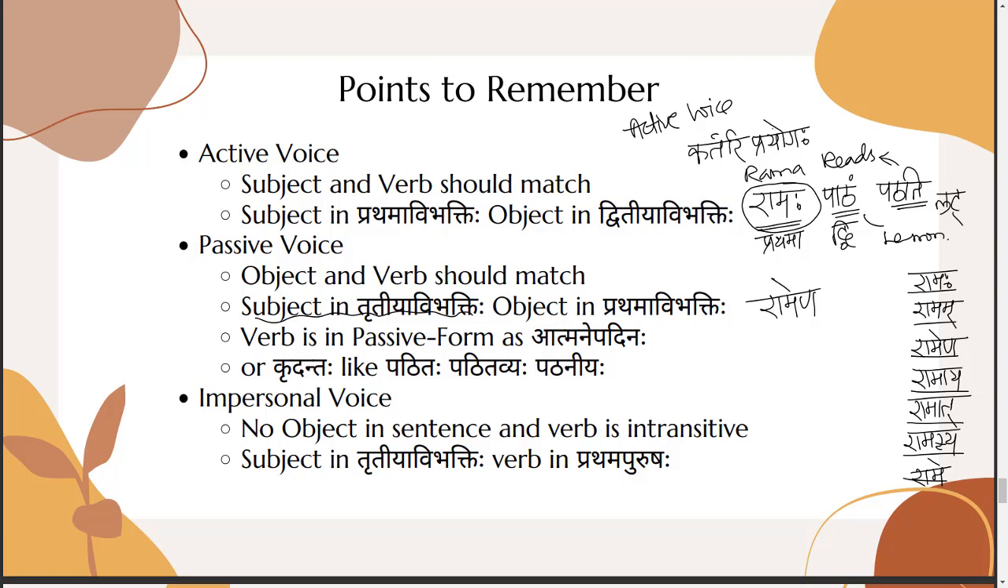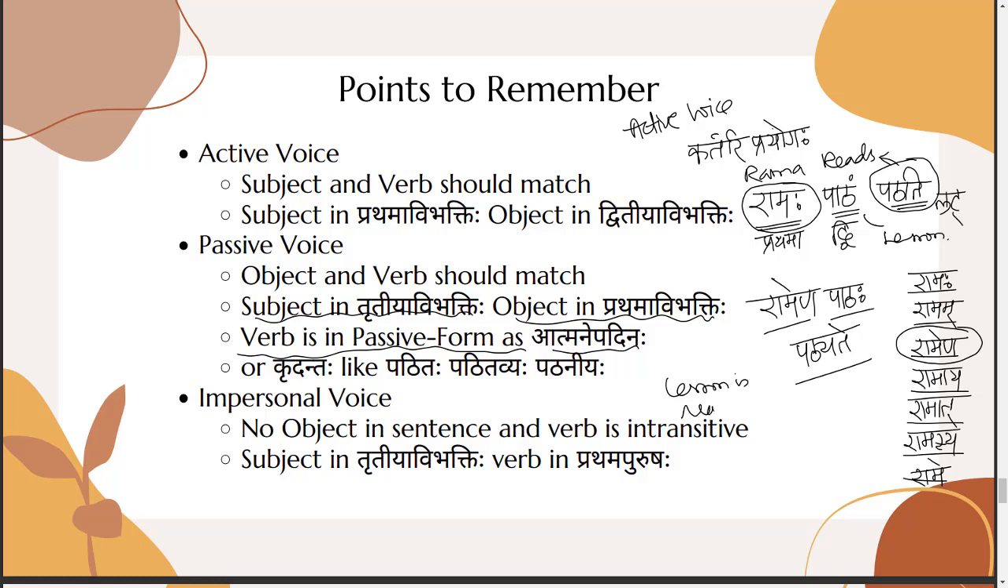These are the 21 forms. So the Tritiya Vibhakti is Ramena, and the object should be in Prathama Vibhakti. So Ramena pathah, Prathama Vibhakti. Pathati is the verb. This verb should be in passive form. So Ramena pathah pathyate. Pathyate, pathyete, pathyante, like that. It should be in Atmanepadi form. Vandate, vandete, vandante. Sevate, sevete, sevante. So Ramena pathah pathyate: the lesson is read by Rama. Rama reads the lesson, that is active voice, Kartari Prayogah. Here it is passive voice.